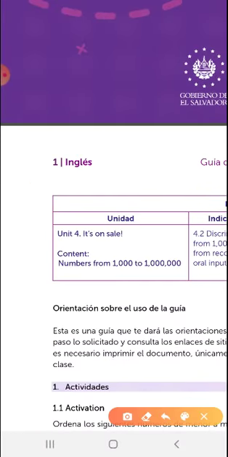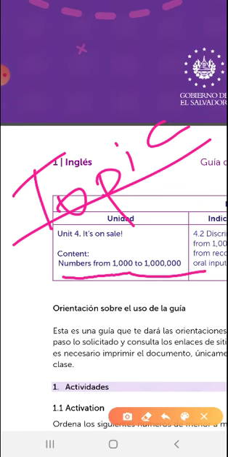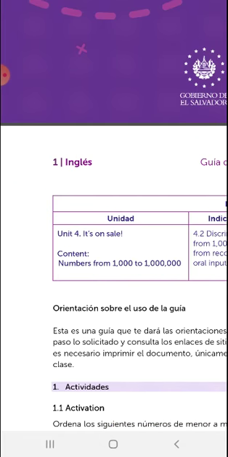The topic that we're studying this week, don't forget to write it in your notebook, is numbers from 1000 to 1 million. From 1000 to 1 million.